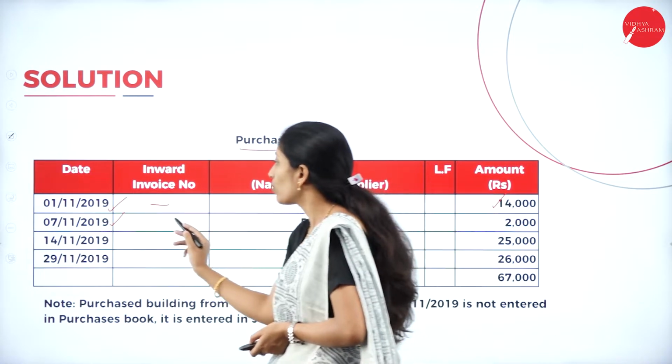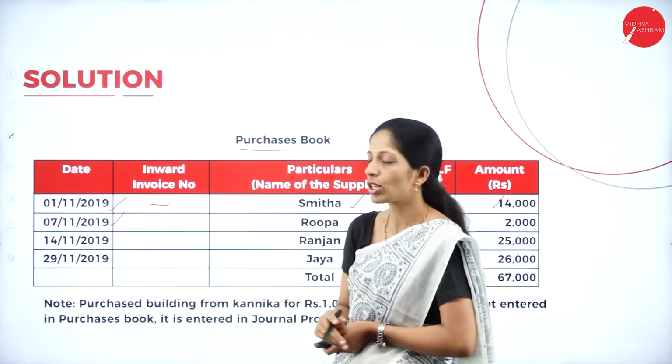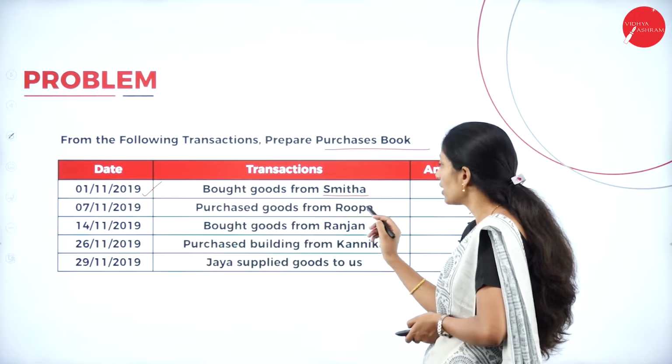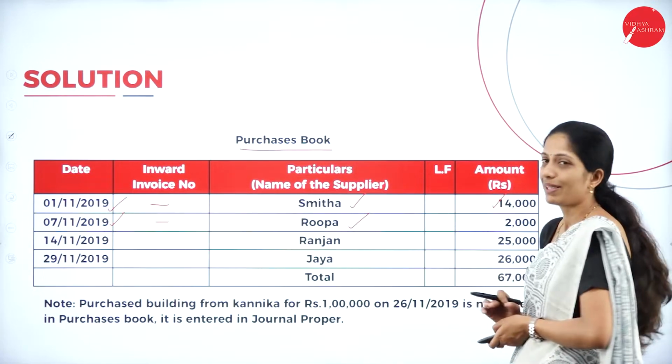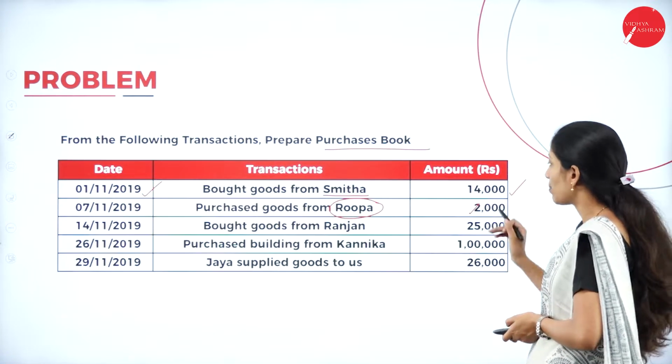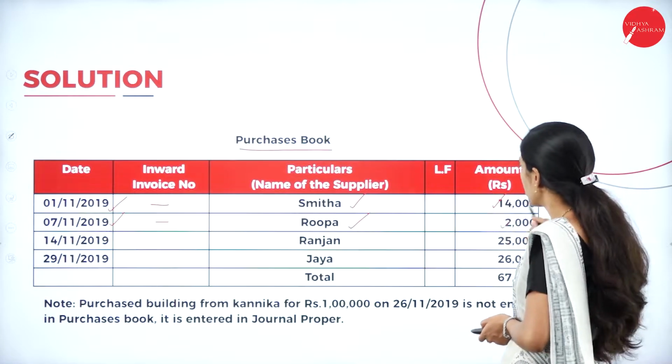7/11/2019, there is no inward invoice number, so let it be dash. And name of the supplier is what? Rupa. So write the name of the supplier. Ledger folio column will be dash and amount. So what is the amount? 2000. So you'll write the amount 2000.